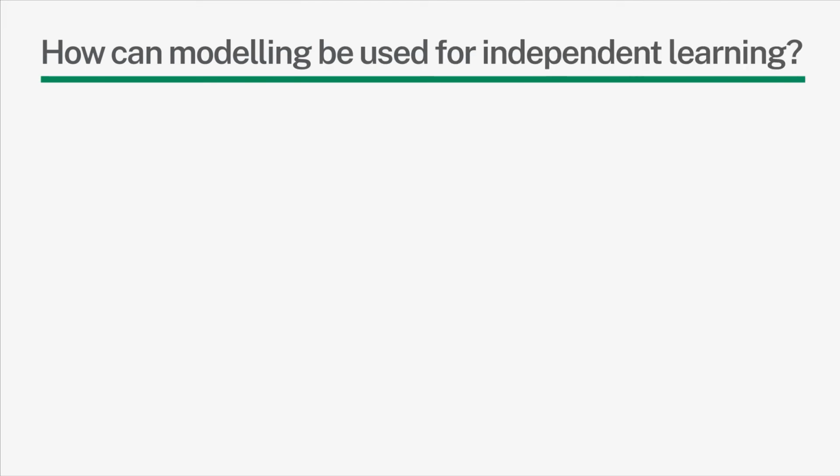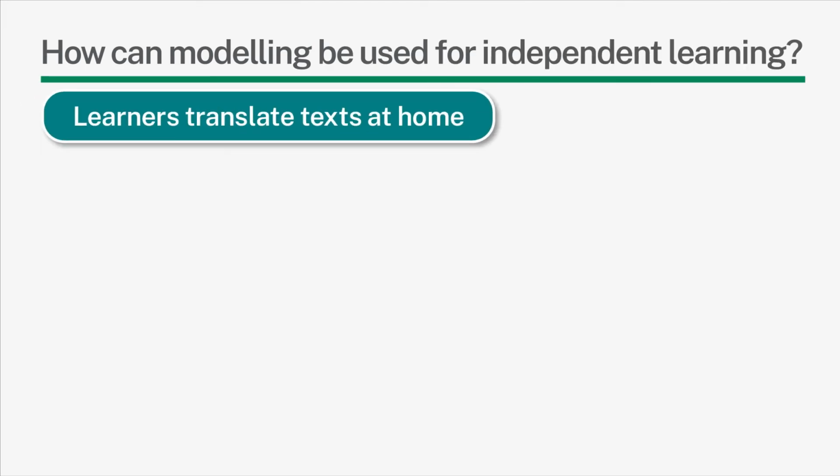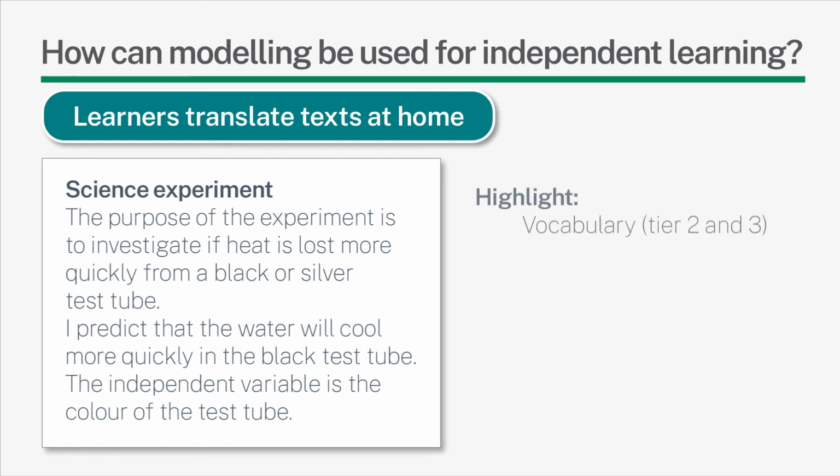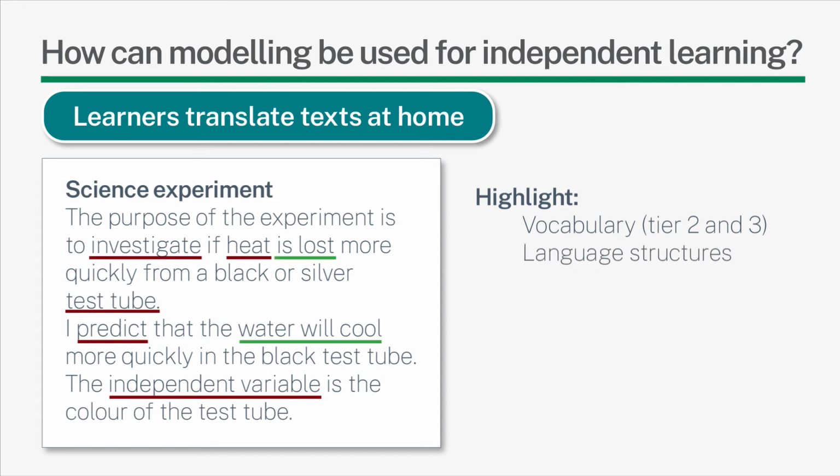To make use of modelling for independent learning, you might want to give learners model text to look at home. You could highlight vocabulary, both Tier 2 and Tier 3, as well as language structures which are important for the subject or lesson. For example, here we can see the passive voice and will for predictions have been highlighted as they frequently occur in science and are important for understanding this model text.